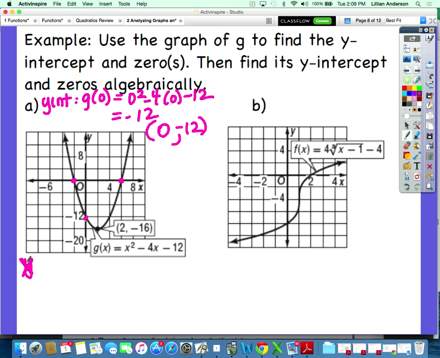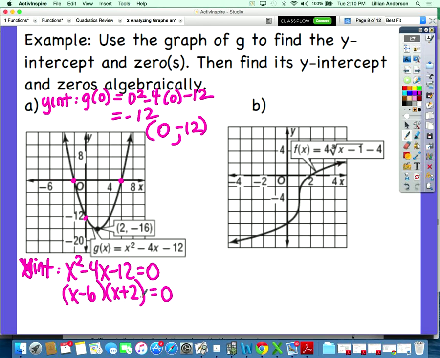Questions? That's pretty straightforward. Your x-intercept, you have to set your function equal to 0. Now this is a quadratic. You got to factor. Two numbers that multiply. That's how that one factors.